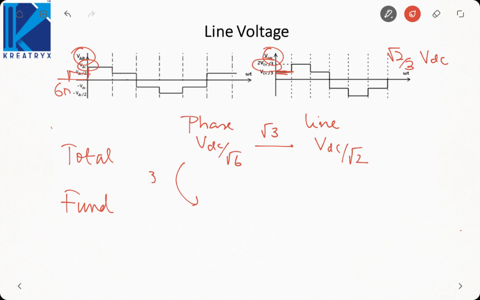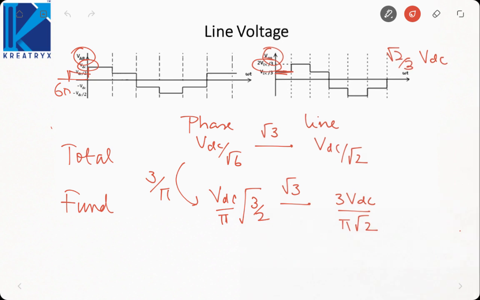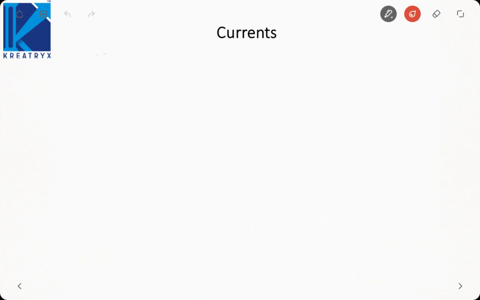Now if we multiply it by 3 by pi, we will get the value for the fundamental, that is VDC by pi root 3 by 2. If we want it for the line, it will be 3 VDC by pi root 2. Okay. So that way you can memorize the results for the phase and the line voltage, fundamental and the total RMS. Now let us talk about the currents in case of a resistive load.